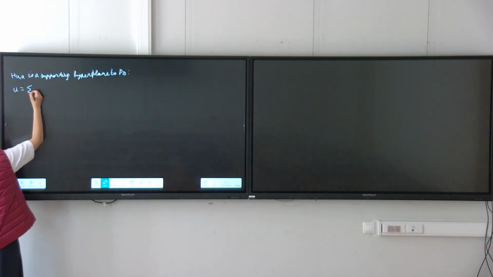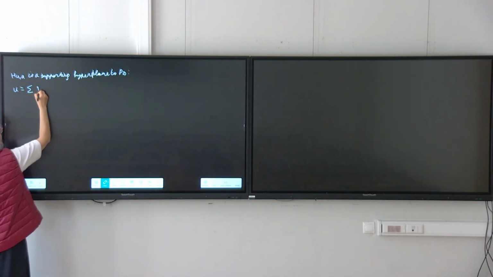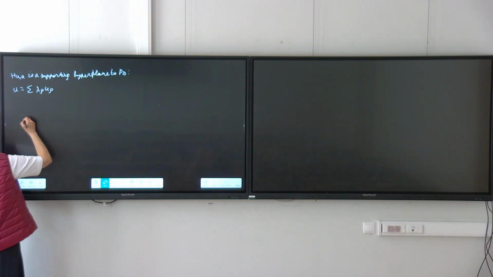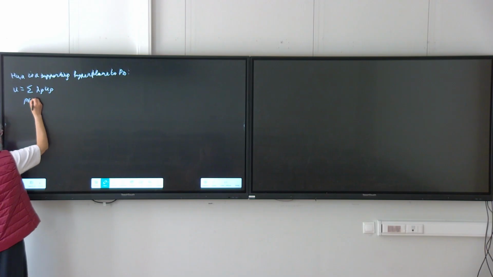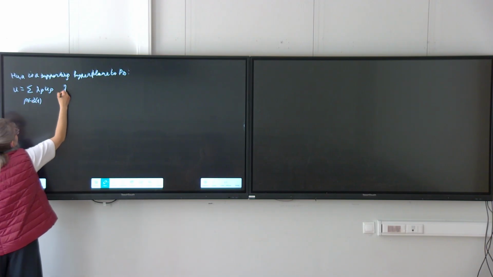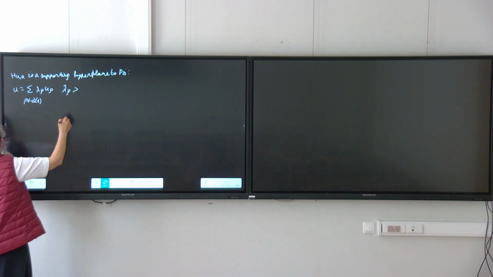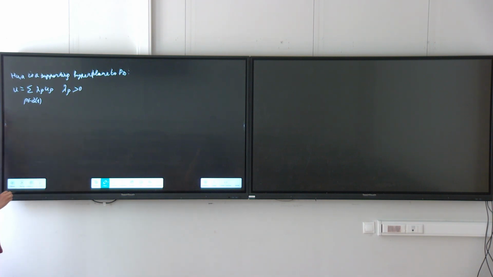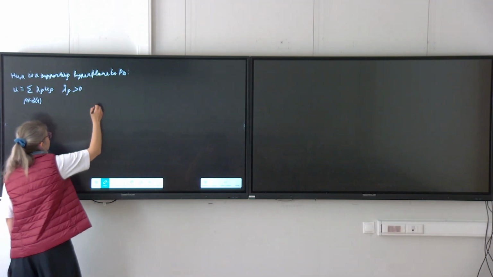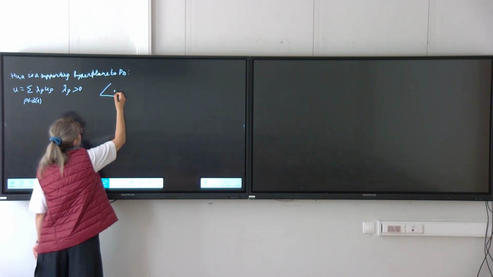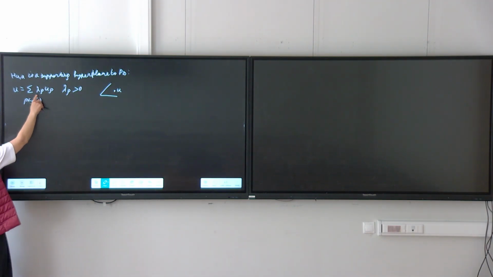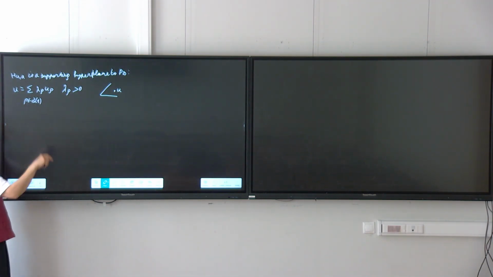If we write U as the sum of lambda_rho u_rho, with lambda_rho greater than 0, we can write such an equality because sigma was of full dimension and U was an interior point. It means that in this decomposition we have n linearly independent rays. Okay?